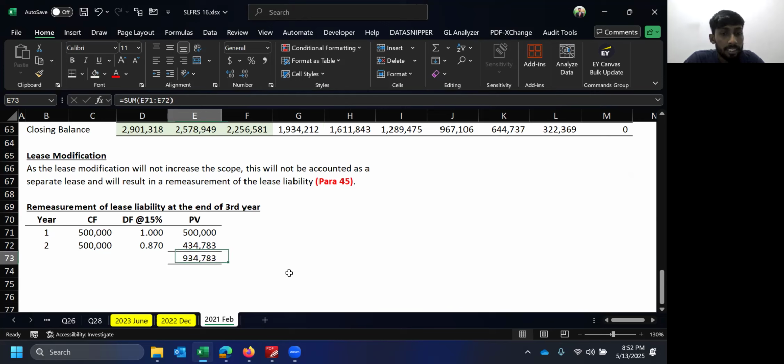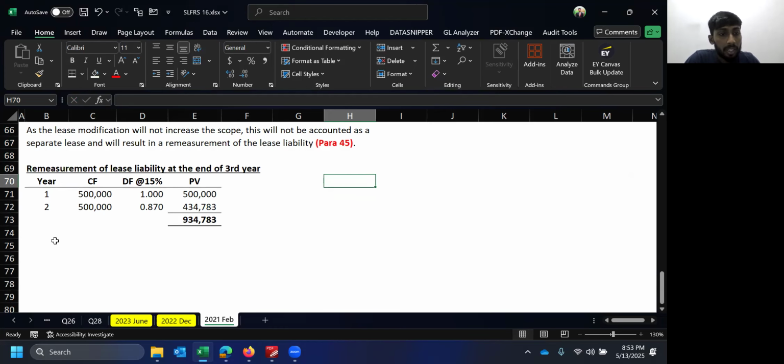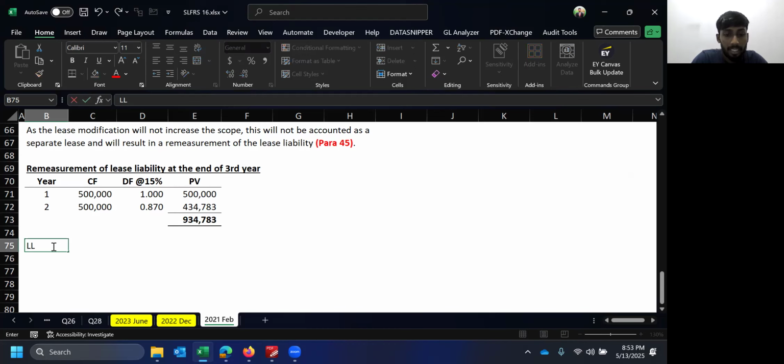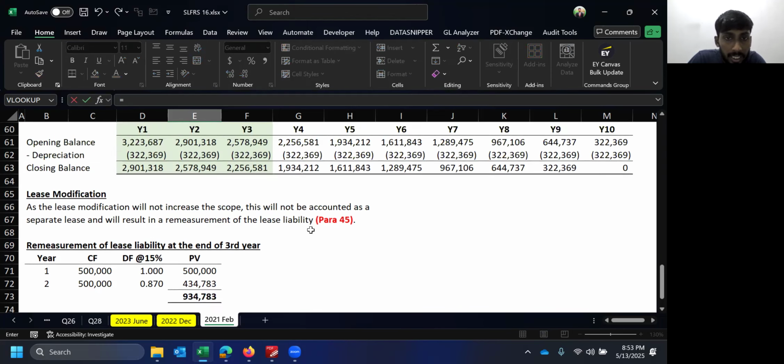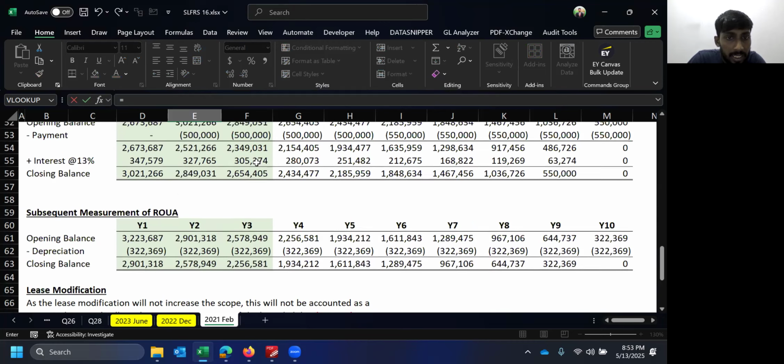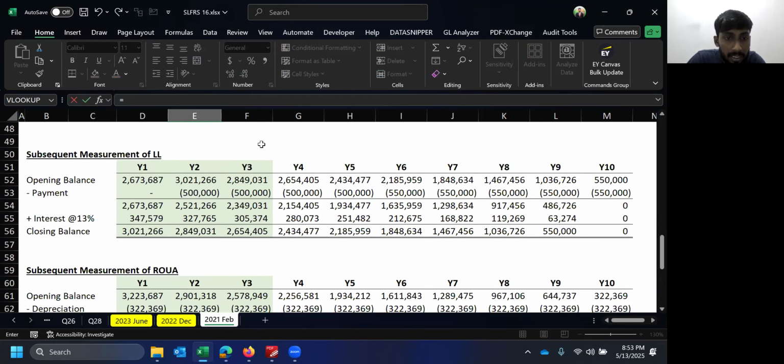Right? So here, I got now 934,783 as the remeasured lease liability. Now I need to record this impact. So I will take lease liability before remeasurement. How much is it? Before we remeasure, the lease liability we calculated by amortizing is 2.654 million.